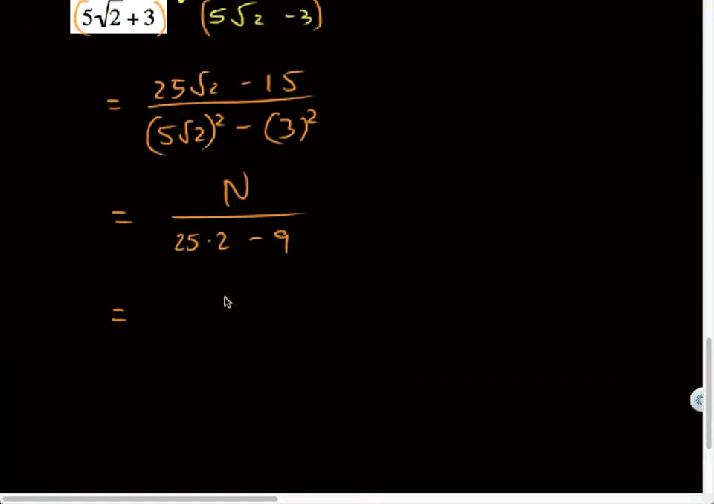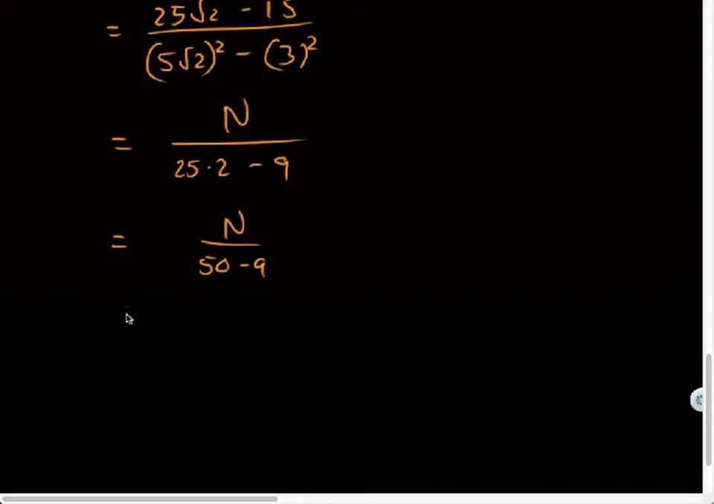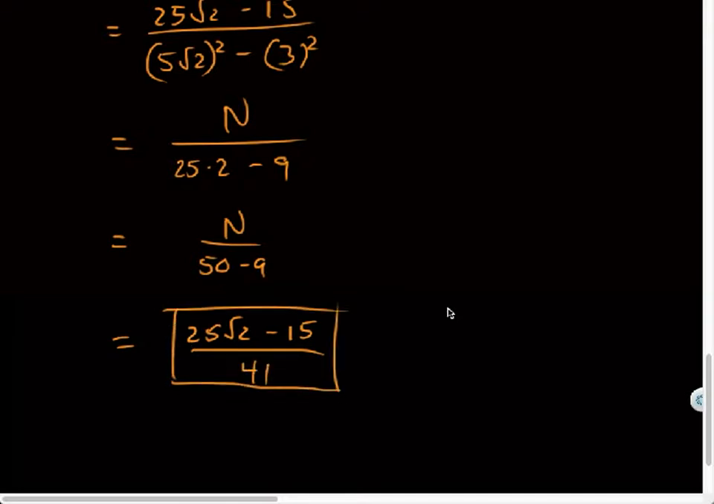So this is going to be my denominator. That's going to be 50 minus 9, or 41. So it'll be the final answer: 25 square root of 2 minus 15, over 50 minus 9, which is 41. And I don't believe 25 or 15 or 41 have a common factor that I can reduce those by. So that would be it.